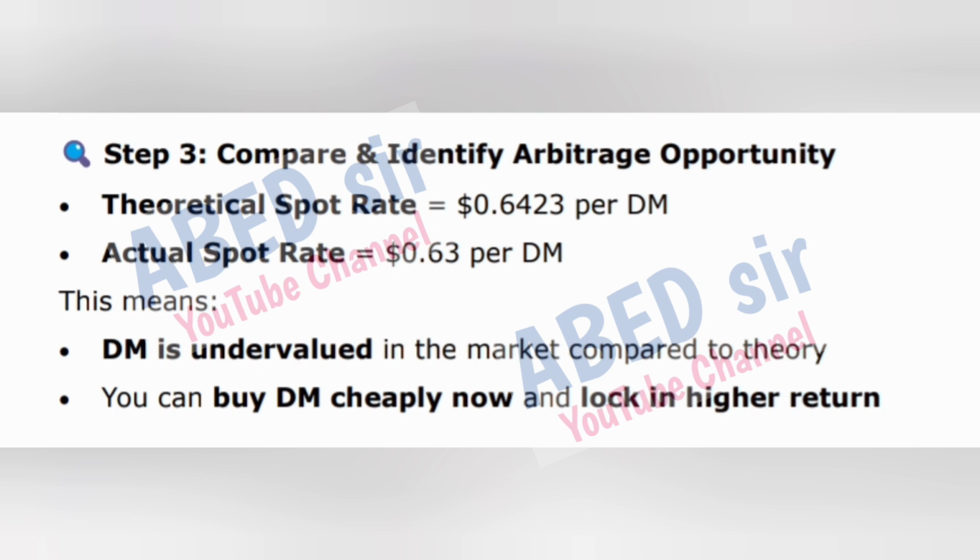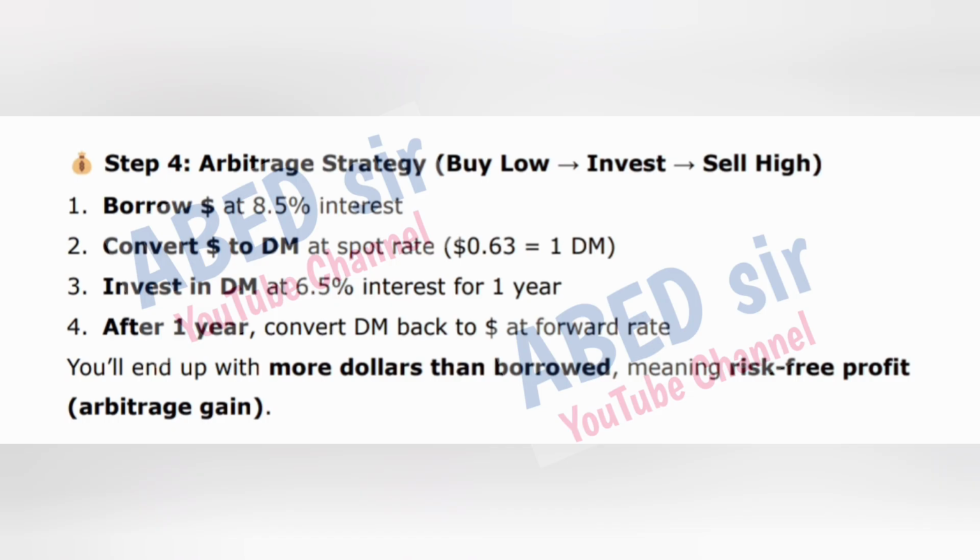You can buy DM cheaply now and lock in higher return. Step 4. Arbitrage strategy. Buy low, invest, sell high. 1. Borrow dollar at 8.5% interest. 2. Convert dollar to DM at spot rate. 63 cents is equal to 1 DM. 3. Invest in DM at 6.5% interest for 1 year. 4. After 1 year, convert DM back to dollar at forward rate. You'll end up with more dollars than borrowed, meaning risk-free profit, arbitrage gain.